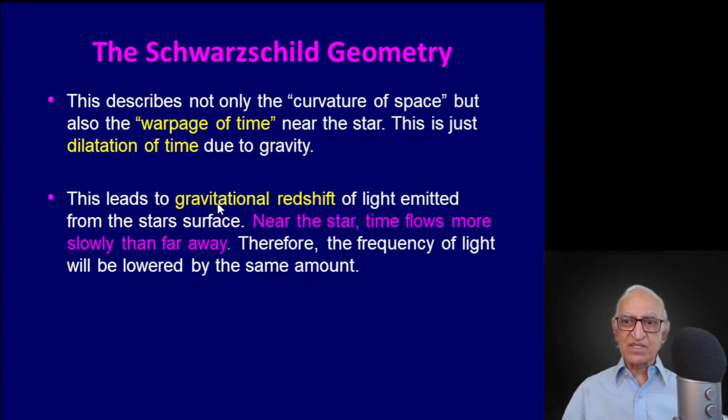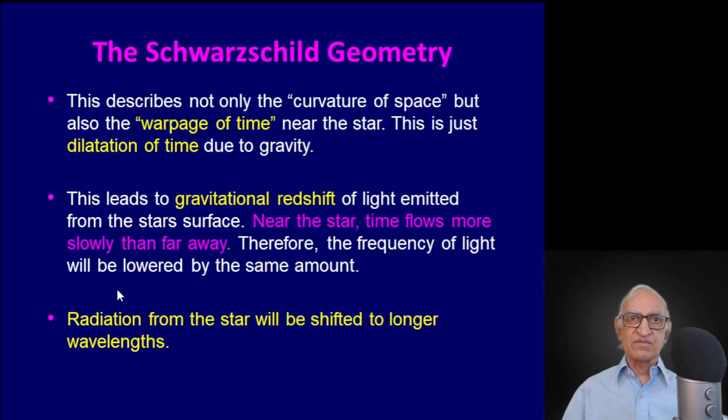Now, this leads to the gravitational redshift of light emitted from the surface. Near the star, time flows more slowly than far away. Therefore, the frequency of light will be lowered as light escapes the gravitational potential of the star. Radiation from the star will be shifted to longer wavelengths. It will be redshifted.